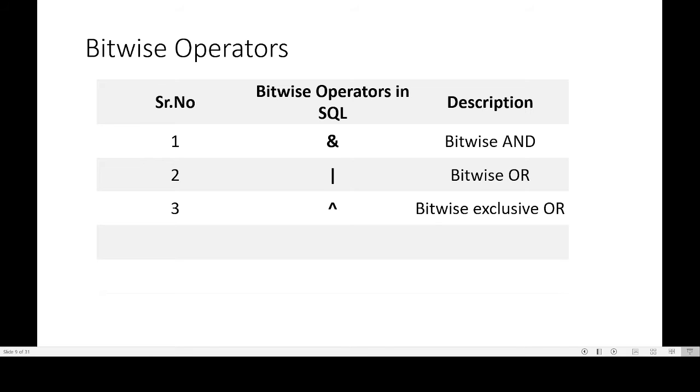Then we have another set of operators called bitwise operators. We have three types of bitwise operators: one is bitwise AND, then we have bitwise OR, and bitwise exclusive OR. Why is it called a bitwise operator? Because the operator does the operation bitwise.